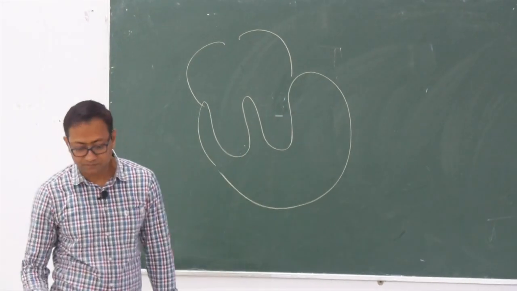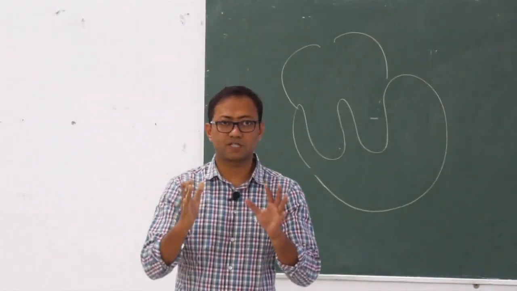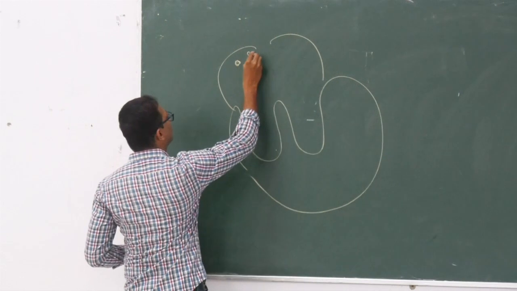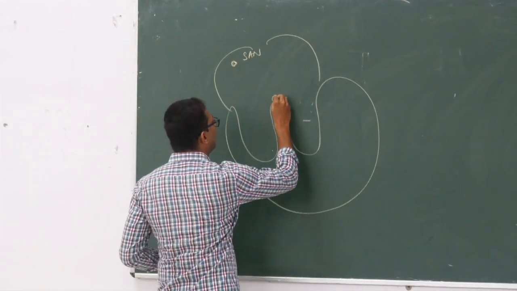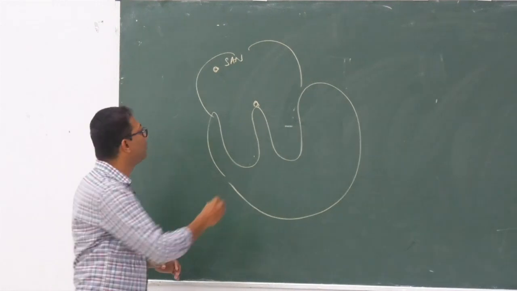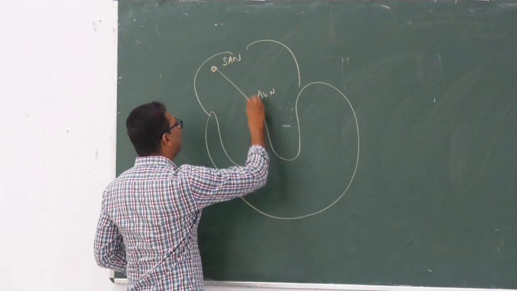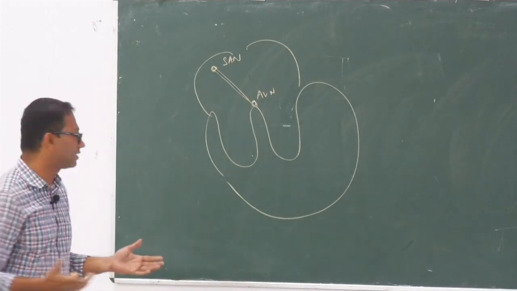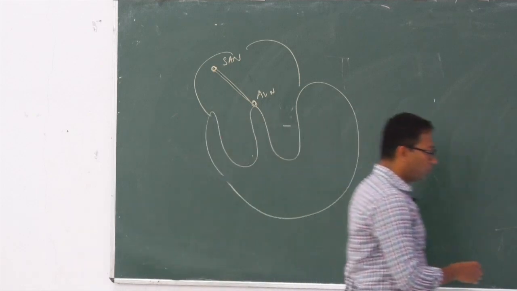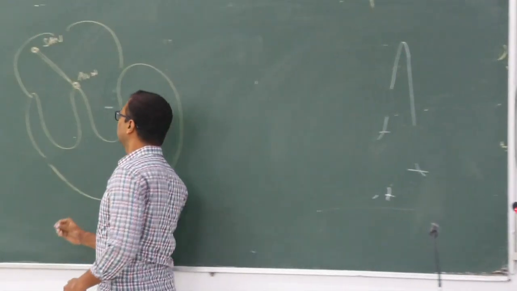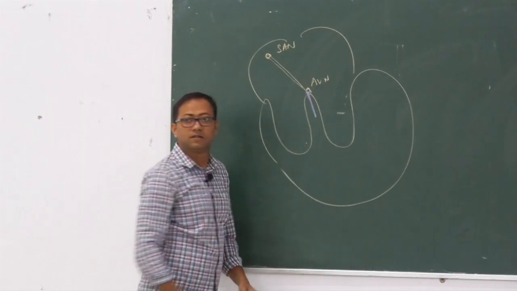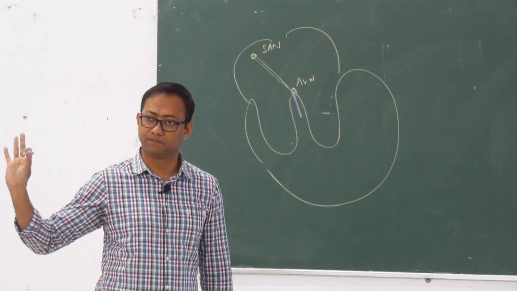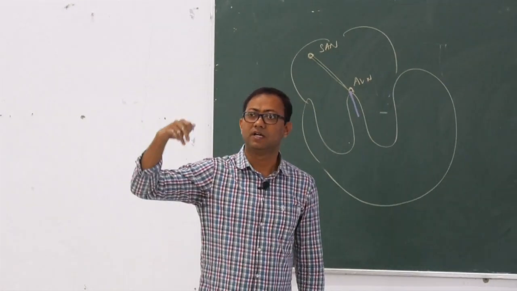Okay. So, the conducting tissues start from the SA node, right? Then at the upper border of the interventricular septum, you have the AV node, right? And in between, the tract is called the internodal tract. Now, within the interventricular septum, we have the bundle of His. The bundle of His is at the upper part of the interventricular septum.